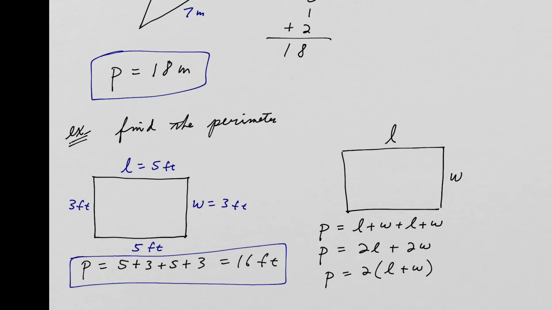So let's see if it works in this example. In our example, length was 5, width was 3. So we have, let me box this first, that's the formula. In our example, the perimeter was 2 times, length was 5, width was 3. Remember, order of operations: I have to do inside the parentheses first. Well, that's 5 plus 3 is 8. So this is 2 times 8, which is 16. And of course, it has units of feet.